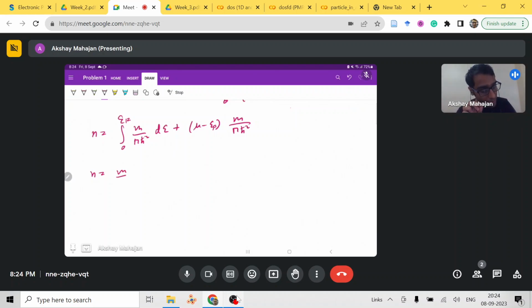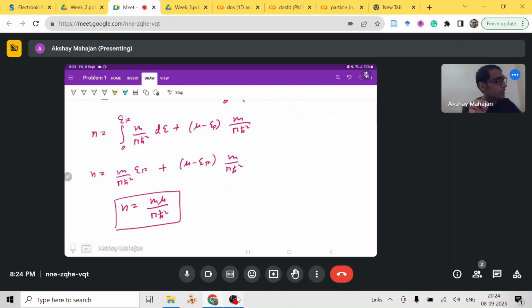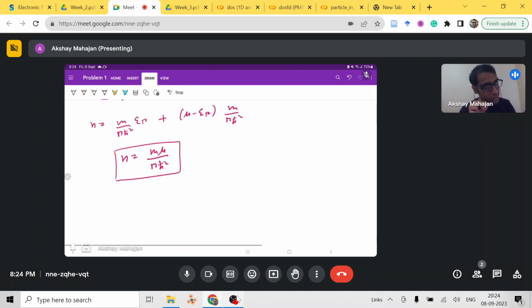Now what we have is m upon pi h phi square times d epsilon, which just gives us this, and now we have nu minus epsilon f times m upon pi h phi square. So what you will get is m times nu upon pi h phi square. Alright, so this is our n value. Now here we know our n is equal to kf square upon 2 pi.